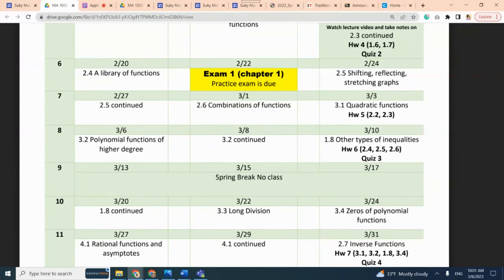This Friday, you have homework 6 about 2.4, 2.5, and 2.6. And your quiz 3 will be from 2.2 to 2.6. Mainly focus on 2.5 transformations.